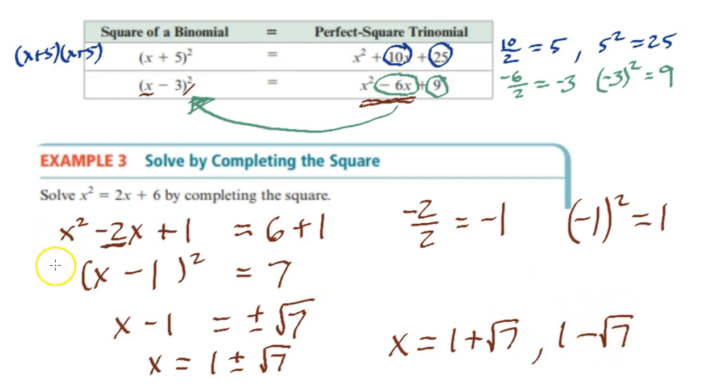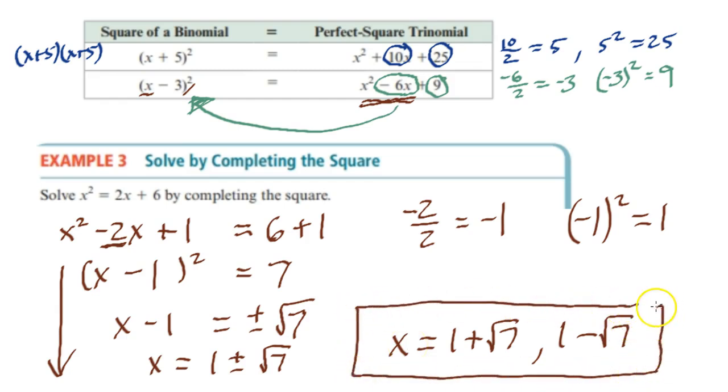If you need help with everything we did after this step right here, please look at the previous slide and review that. But we've already covered this sort of concept in the previous slide. And so we have two different solutions, 1 plus root 7 and 1 minus root 7. All right, let me know if you have any concerns.